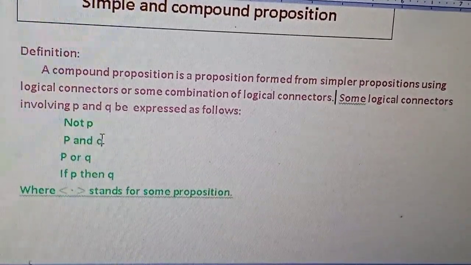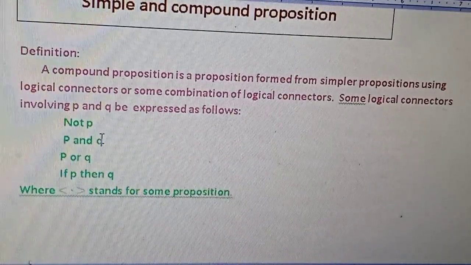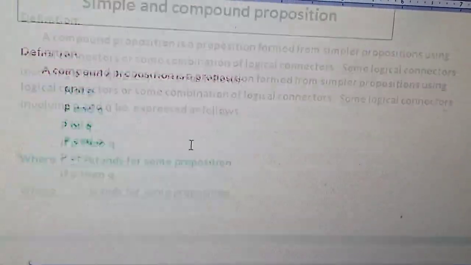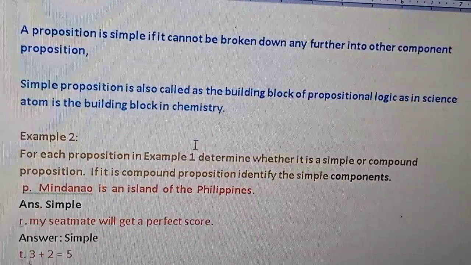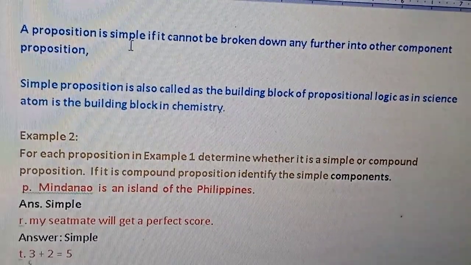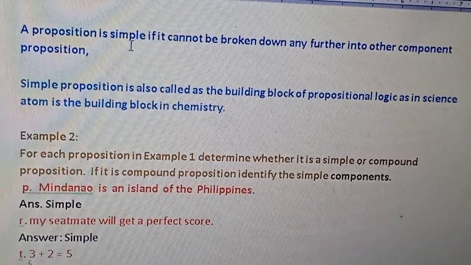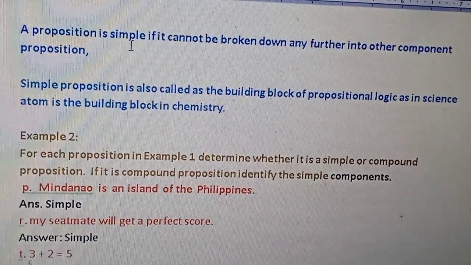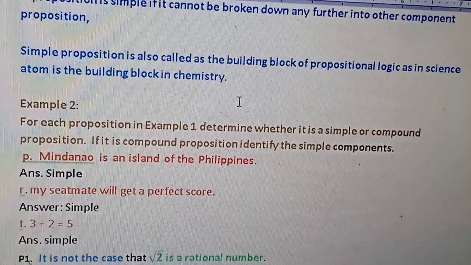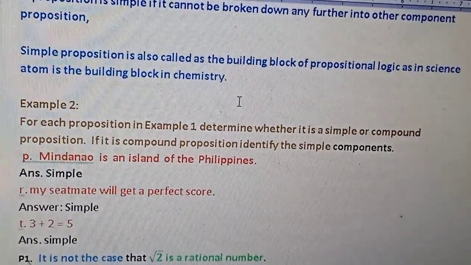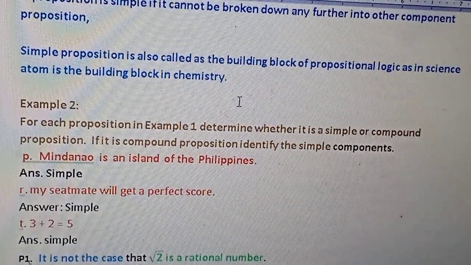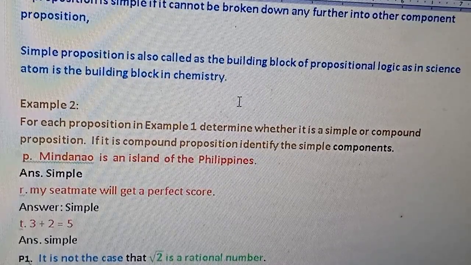So we can have this because we can write a proposition by symbol. Okay, let's go to the next. A proposition is simple if it cannot be broken down any further into other component propositions. Simple propositions are also called the building blocks of propositional logic, as in science, the atom is the building block in chemistry.